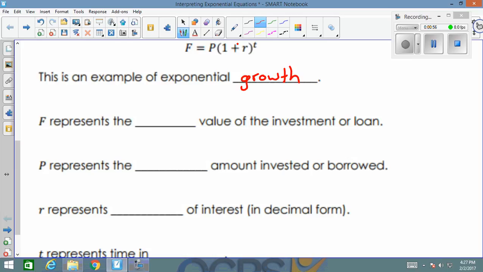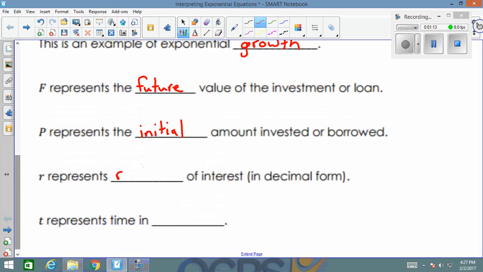Okay, we know that from this plus sign right there. F in the equation stands for our future value of the investment. P stands for the initial or the principal amount that we start with. R stands for our rate of interest, in decimal form, that's a key thing, in decimal form. And T represents time in years.